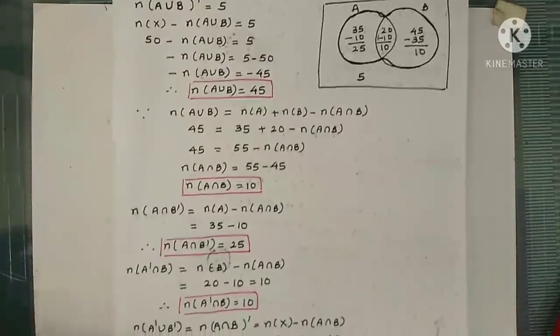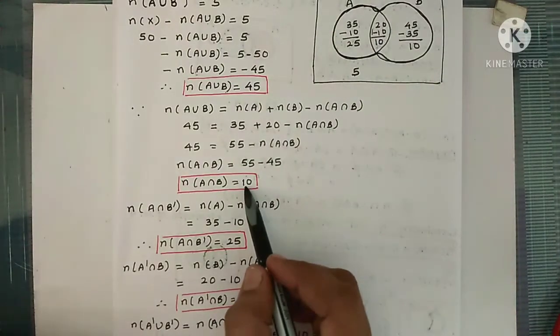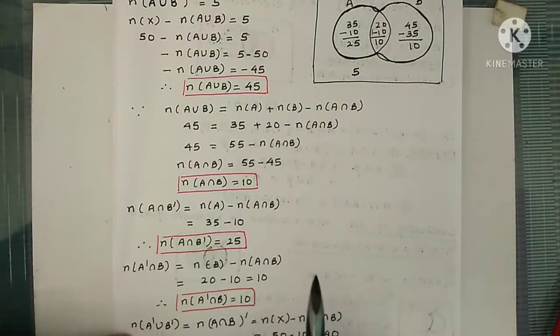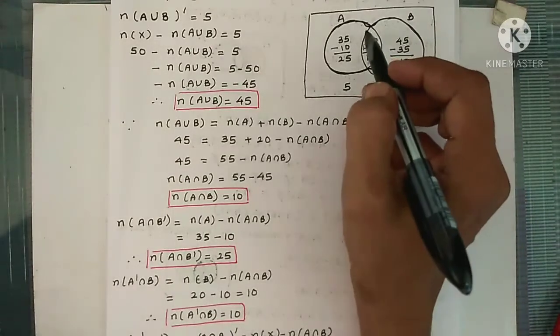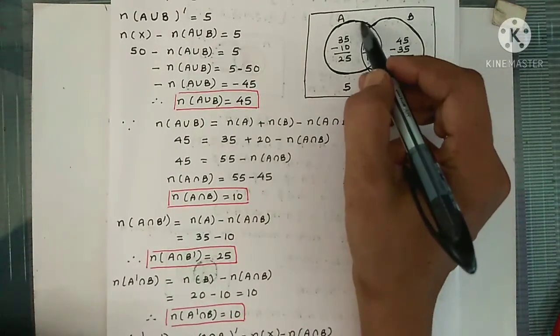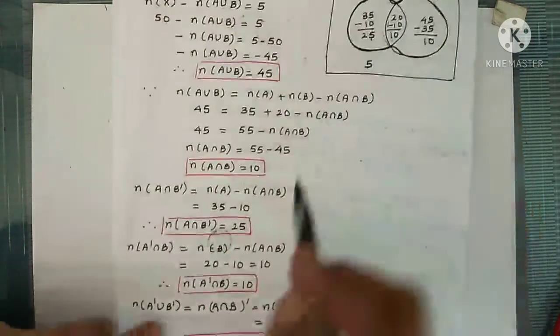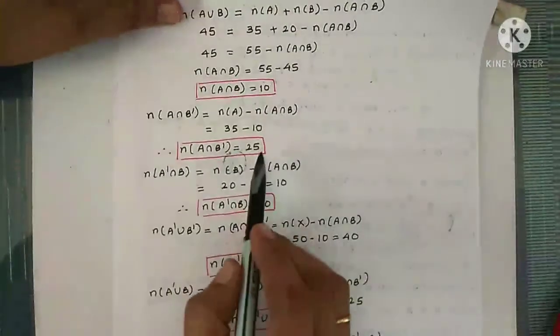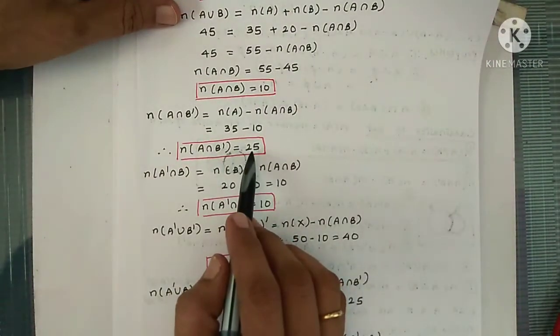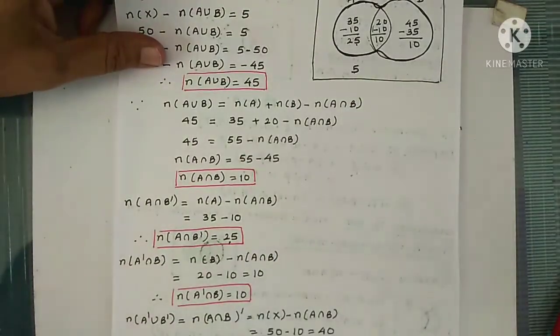So you can see the first question is n(A ∩ B). A ∩ B has 10 elements. A ∩ B'. A ∩ B' is the portion of A which is not in B. So this is the portion of A which is not in B. So it contains 25 elements. See, our answer is here, 25. We calculated this using the formula, but now using the Venn diagram we can answer it.